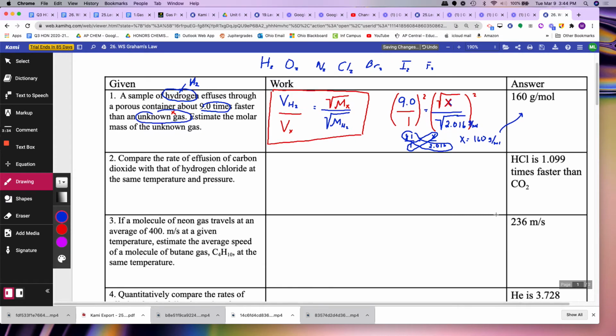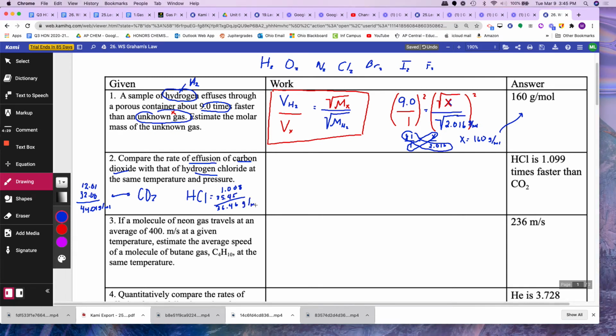Okay, let's try one more. Compare the rates of effusion. What that means is how many times faster is one than the other. You have carbon dioxide, which is CO2, and you also have hydrogen chloride, which is HCl. So I'm going to get the mass of CO2, which is 1 carbon is 12.01, 2 O's is 16 each, so 32.00, so it's 44.01 grams per mole. That's CO2. Okay, HCl, H is 1.008, Cl is 35.45. So it is 36.458 or 46 grams per mole.